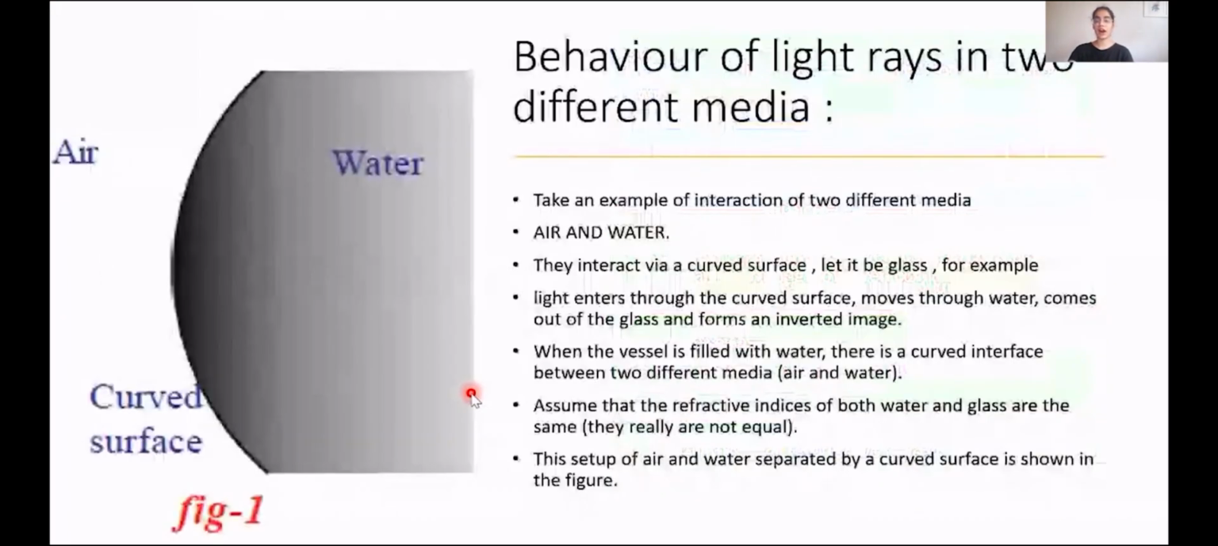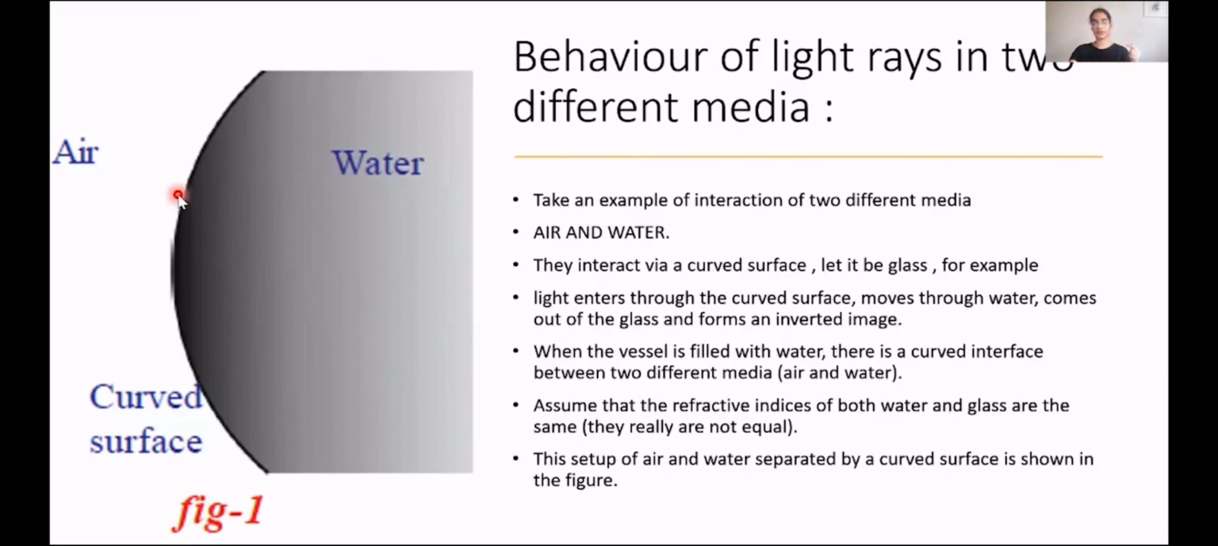Now we have to see how behavior of light takes place in two different medium again, but this time they are separated by a curved surface. So the surface at which the light is going to be incident, it's not going to be a plane surface, it's going to be a curved surface. For example, let's say the brim of the glass, it's a curved surface.